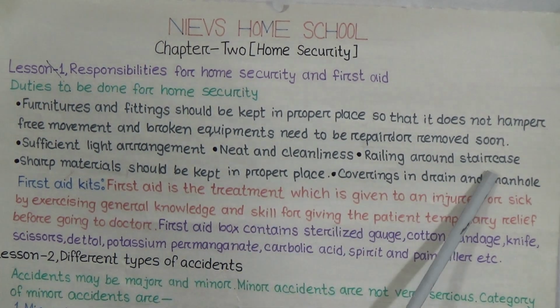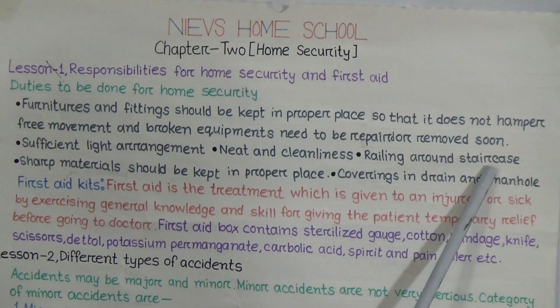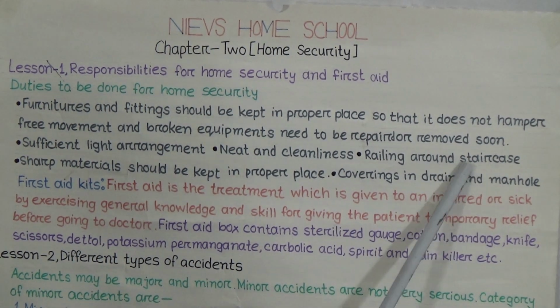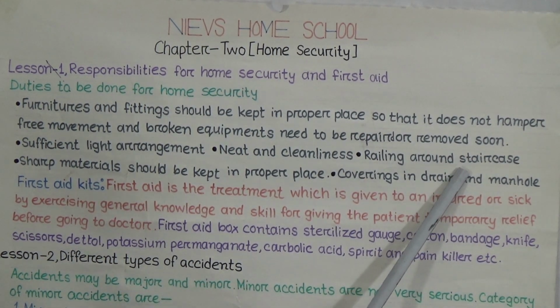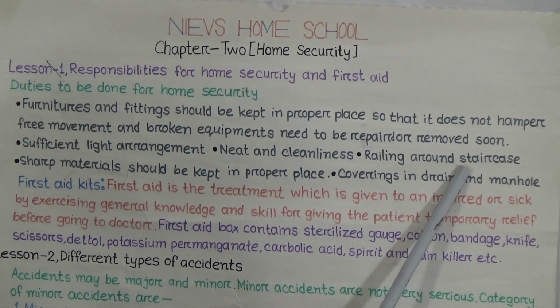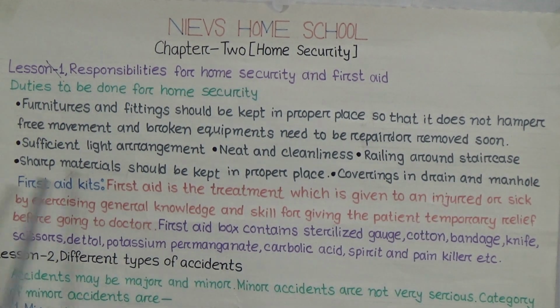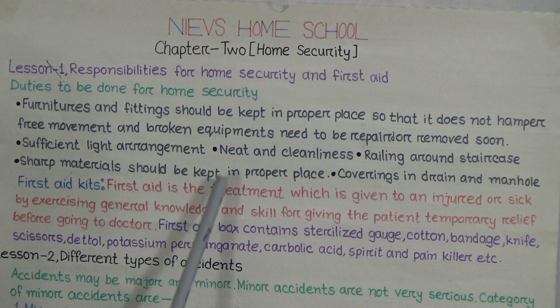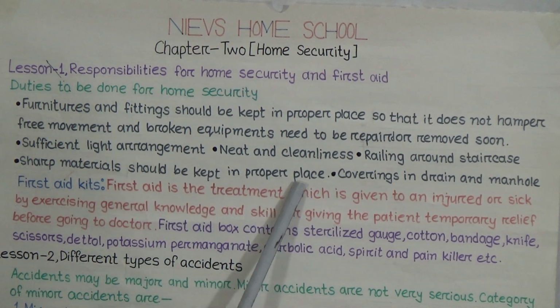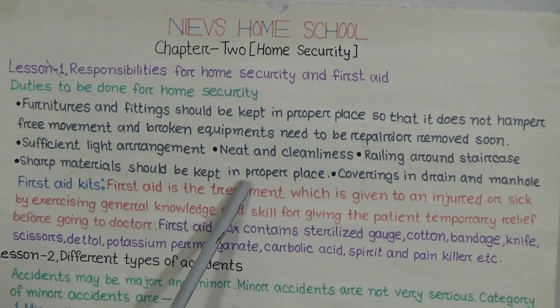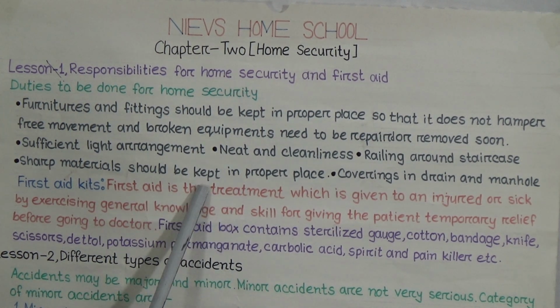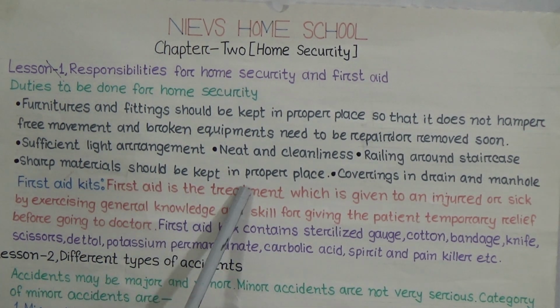Railing around staircase. We have to ensure railing around our staircase so that no accident can happen. Sharp materials should be kept in proper place. In our house, we use so many kinds of sharp things, knives, and such materials which are dangerous for our babies. So we have to keep them in a safe place.